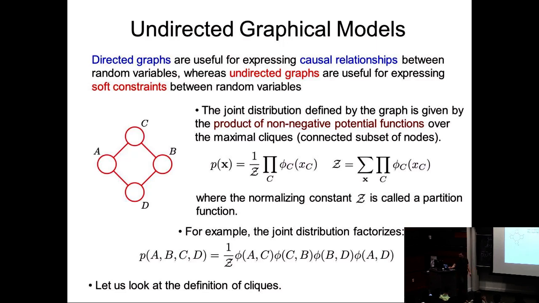The joint distribution defined by the graph is given by a product of non-negative potential functions over what are sometimes called maximal cliques, or connected subsets of nodes. And so the way that we define these distributions, P of x, is a product of a bunch of these non-negative potential functions over cliques, over subsets of the random variables, for whatever kind of constraints we want to impose. And Z here is known as the normalizing constant or partition function.